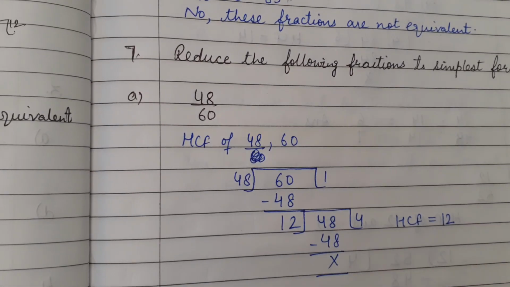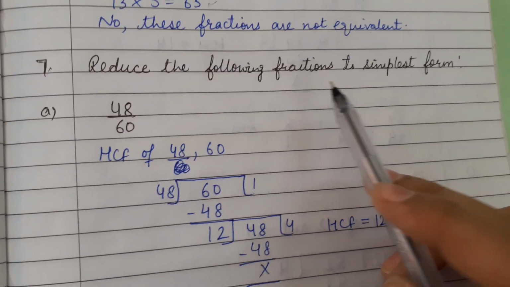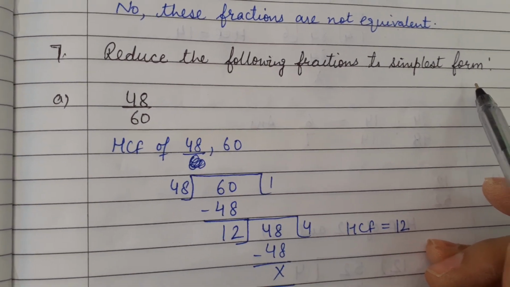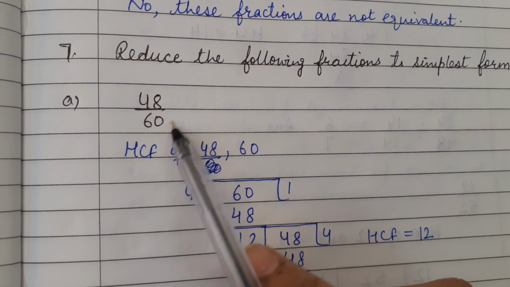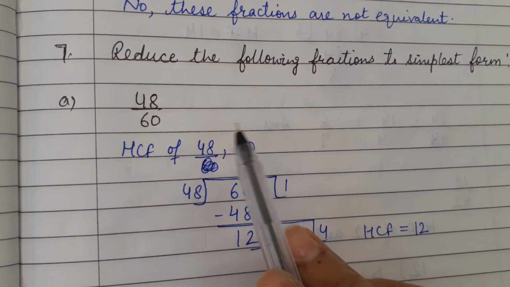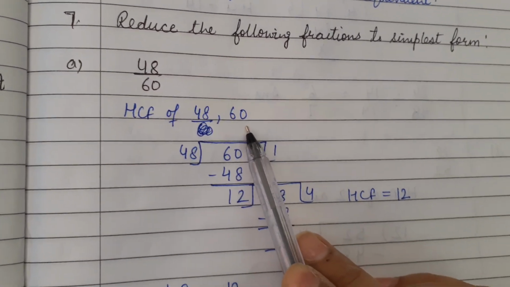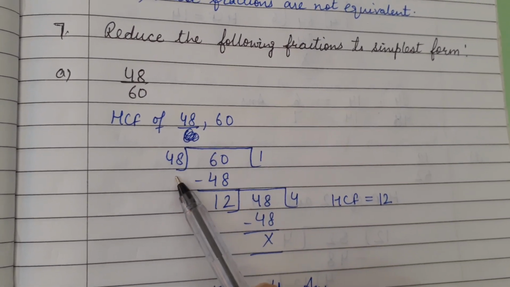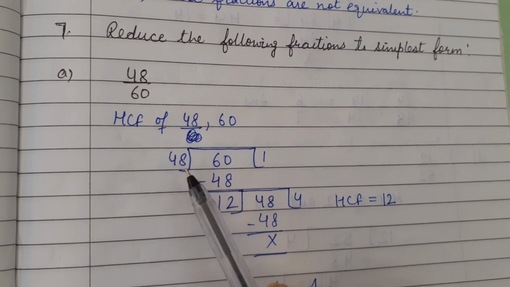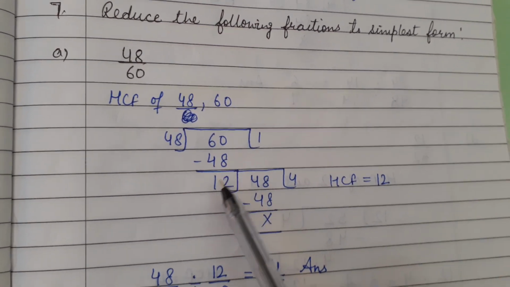Question number 7. You have to reduce the following fractions to the simplest form. 48 by 60. If you know which table it will cancel in, then you can find it out. But if you have any confusion, you can take out the HCF. You can take out HCF of these two numbers. Like 48 divided by 60 divided by 48. 48 ones are 48. Here you will get 12.